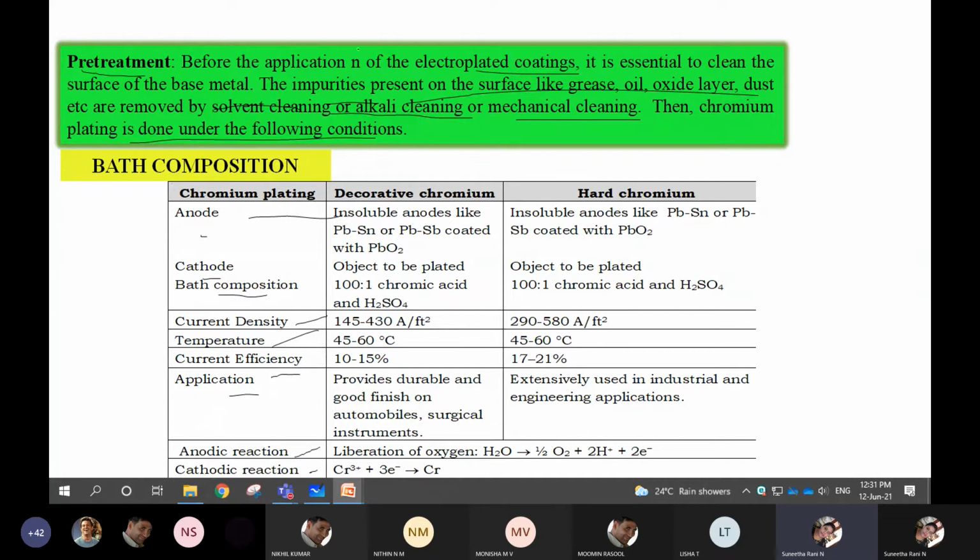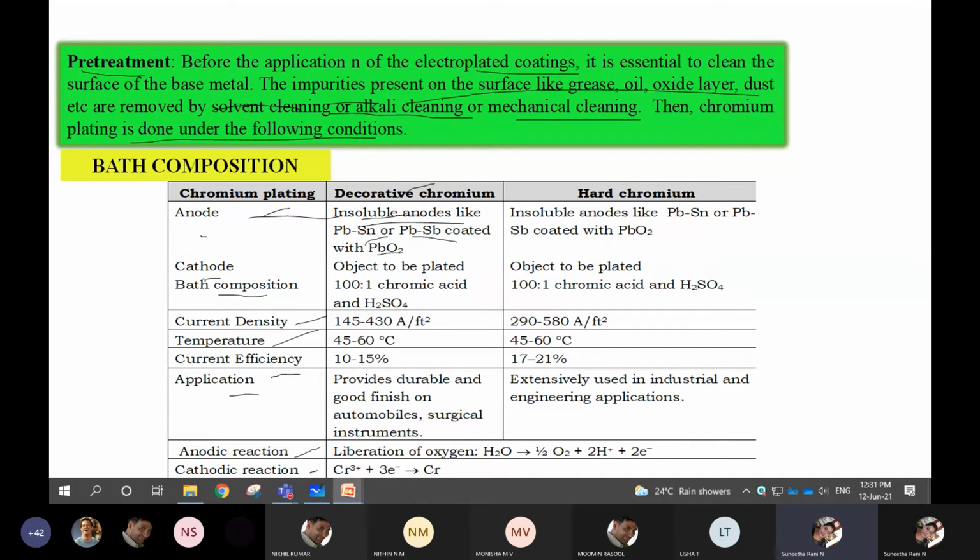Understood? So now if you look at decorative chromium first, it uses insoluble anodes. What is the anode you are taking? In decorative chromium, we can take a combination of lead and tin, or lead coated with lead oxide. The combination is with lead. These are the insoluble anodes we are taking.